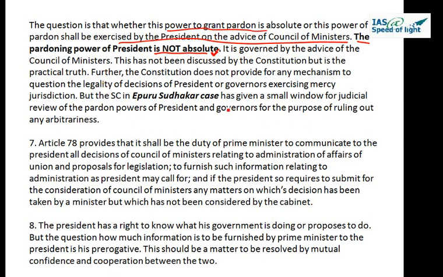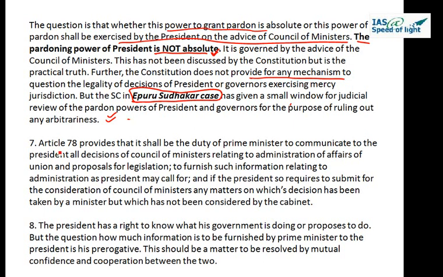Further, the Constitution does not provide any mechanism to question the legality of these decisions of the President for granting pardon, but the Supreme Court, in a very important case, the Epuru Sudhakar case, has given a small window for judicial review of the pardon powers of the President and governor for the purpose of ruling out any arbitrariness. So this is about the pardoning power of the President. An important point to understand. Many times these are asked as subjective questions in the mains examinations of various competitive examinations like state services and UPSC also.